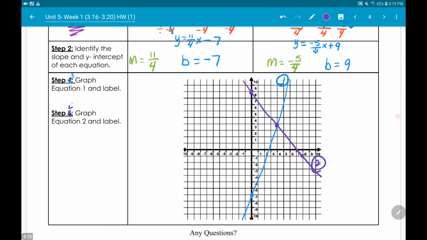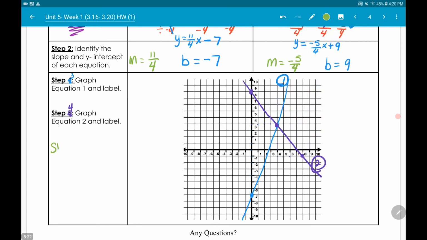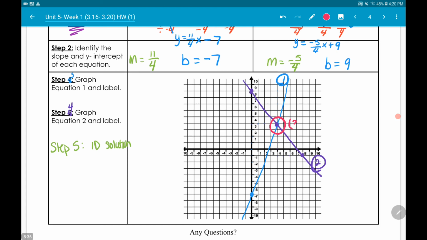So this was step 4. We did number 2. And then step 5 is always going to be ID solution. Identify the solution. Our solution is right here, the point of intersection. This was point 3, 4. So let's write it. The solution to the system.